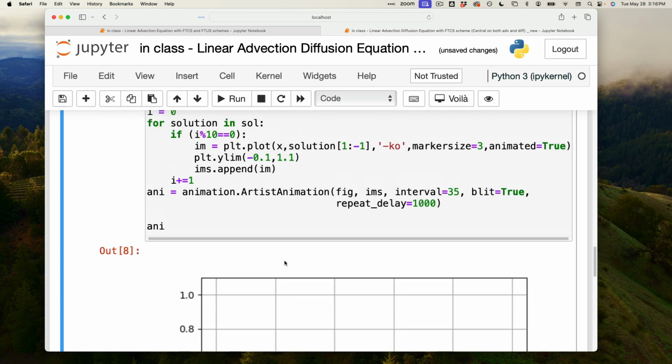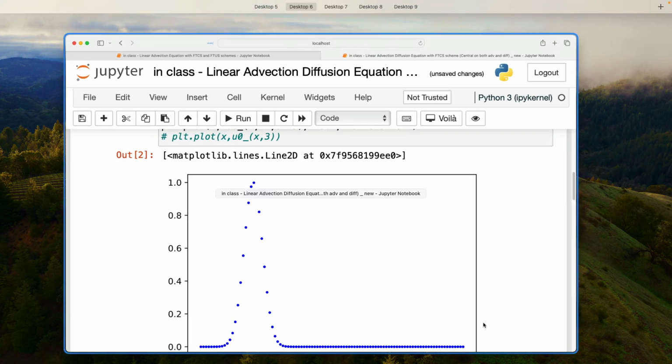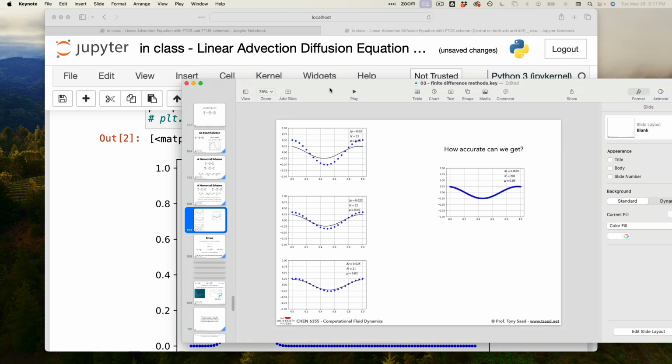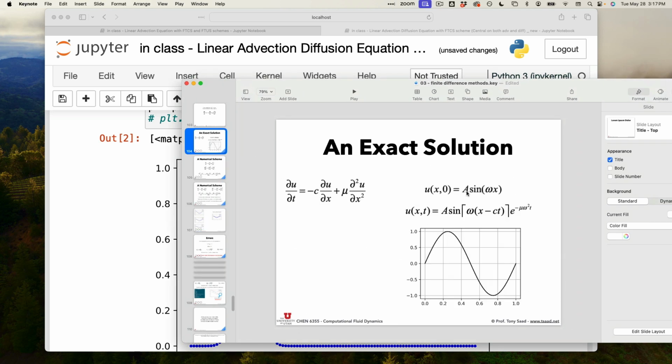Okay. So now, maybe we implement our analytical solution for the advection diffusion equation, and see if we can at least get close to that. Okay? So from my slides, let me grab them here. We had this analytical solution. Initial condition A sine omega x, and then the exact solution was A sine omega (x minus ct) times e to the minus mu omega squared t.